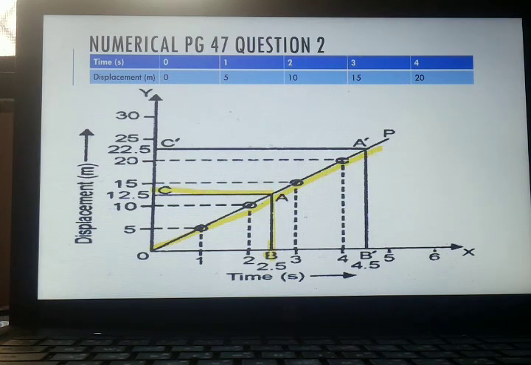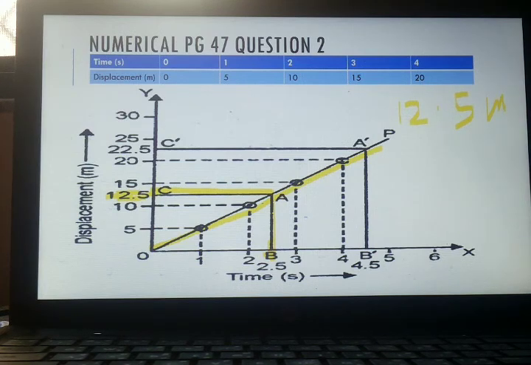Try to understand. We have started from this point 2.5 because we have to find out displacement after 2.5 second. So we are drawing a line first of all parallel to the y-axis. As soon as it meets this point, we have to draw another line which is parallel to the x-axis. Wherever it meets the y-axis, that is the displacement after 2.5 second. Means displacement after 2.5 second is 12.5 meter.